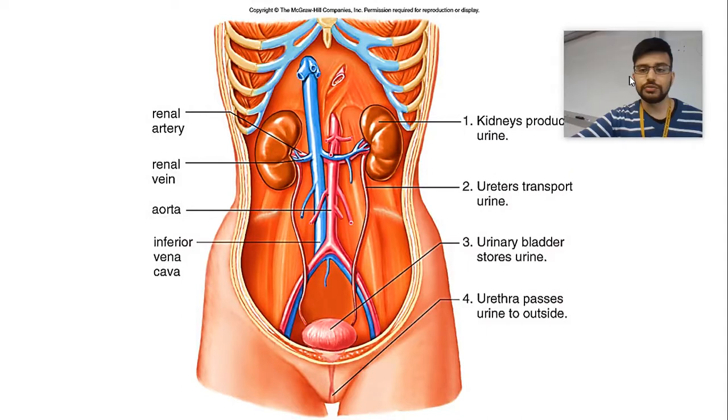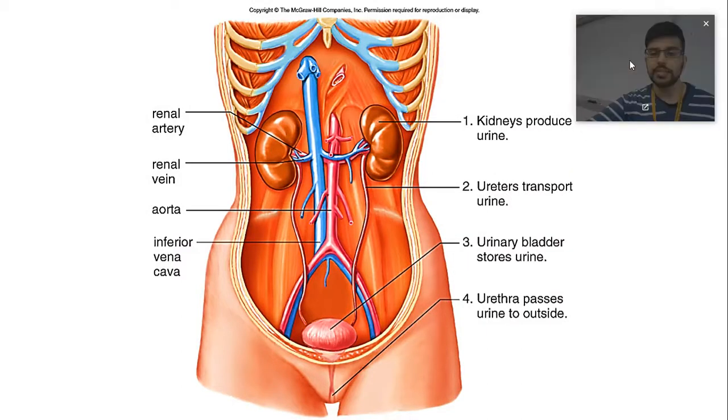Here you can see a front-on view. So this is from the front side of the body, the anterior side of the body of this urinary system. And it includes a number of other body systems as well.